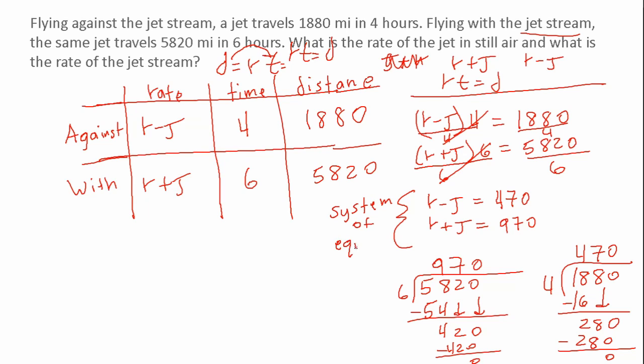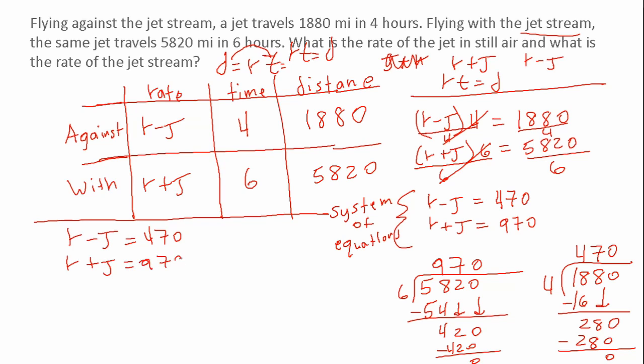And now we have a system of equations we can use to solve this. And let me go ahead and work out this system over here. To solve for systems of equations, you have to get rid of one of the variables. And in this case, we have r minus j equals 470. R plus j equals 970. We have to figure out how we're going to rewrite one of these equations to get rid of one of the variables. As you can see, if you add this first equation to this, or this second equation to this first equation, you'll get rid of j. So that's what we're going to do.